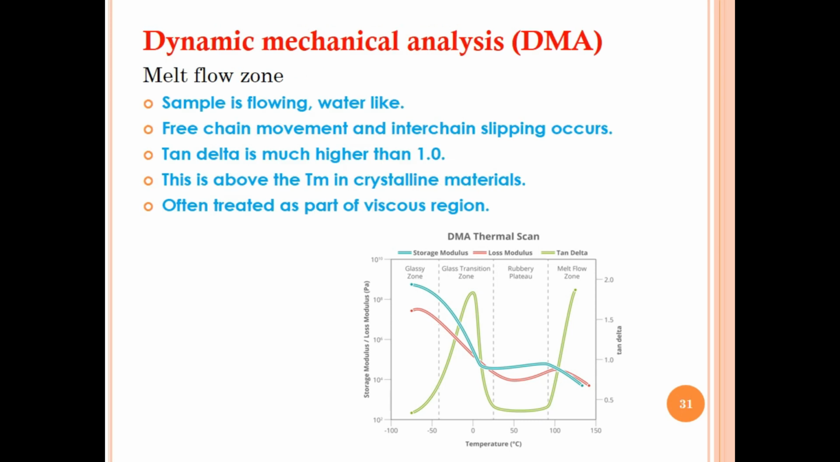Now the 4th one in the DMA thermal scan is the melt flow zone. The sample is flowing water-like, with free chain movement and interchain slipping. Tangent delta is much higher than 1.0. This is above the Tm in crystalline material. Tm is the melting temperature, often treated as part of the viscous region. In this zone, the tangent delta is at the top, the storage modulus is the lowest, and the loss modulus is between these 3 parameters.